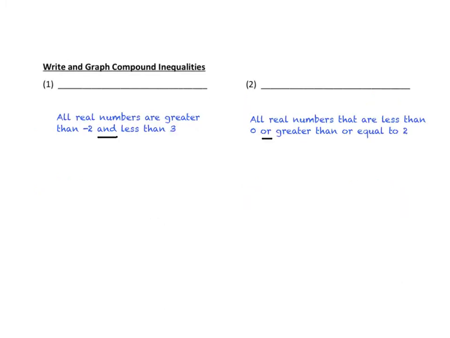First, let's practice writing inequalities and graphing compound inequalities from a sentence. So here we have all real numbers are greater than -2 and less than 3. And you want to make sure that you identify whether you see "and" or "or." So x is less than 3.